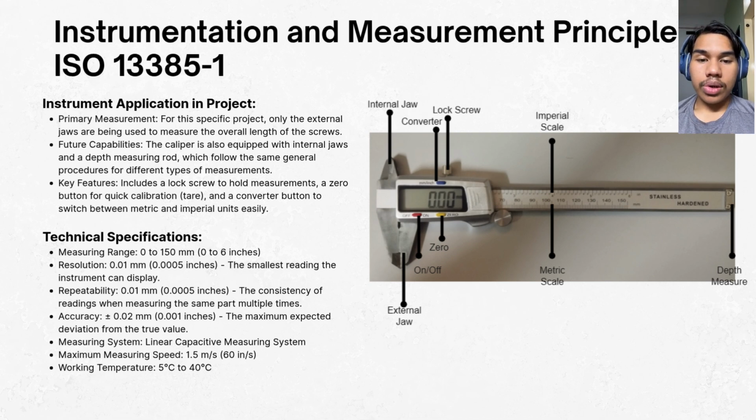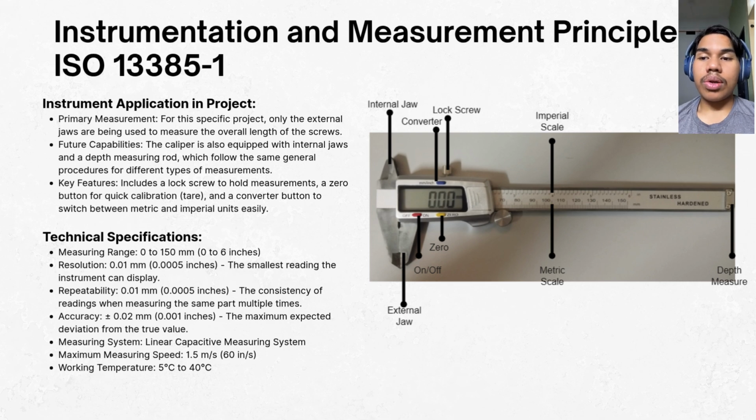So whenever we do the same reading, it will show the same reading. Basically, this is how repeatable it is. In other words, the vernier caliper has a high repeatability, and the accuracy is plus minus 0.2 millimeter. Basically, the amount of deviation that will be expected when you measure this device is around 0.2 millimeter.